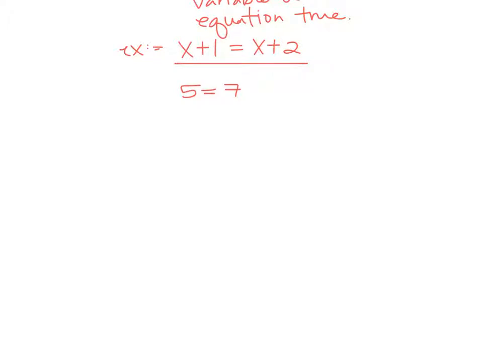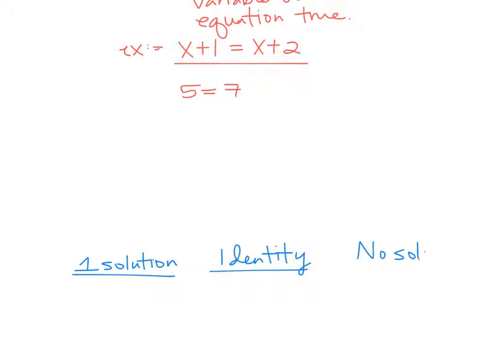You can have one solution. You can have an identity. Or you can have no solution. Okay, I'm going to write something down and you tell me which category it should fall under.